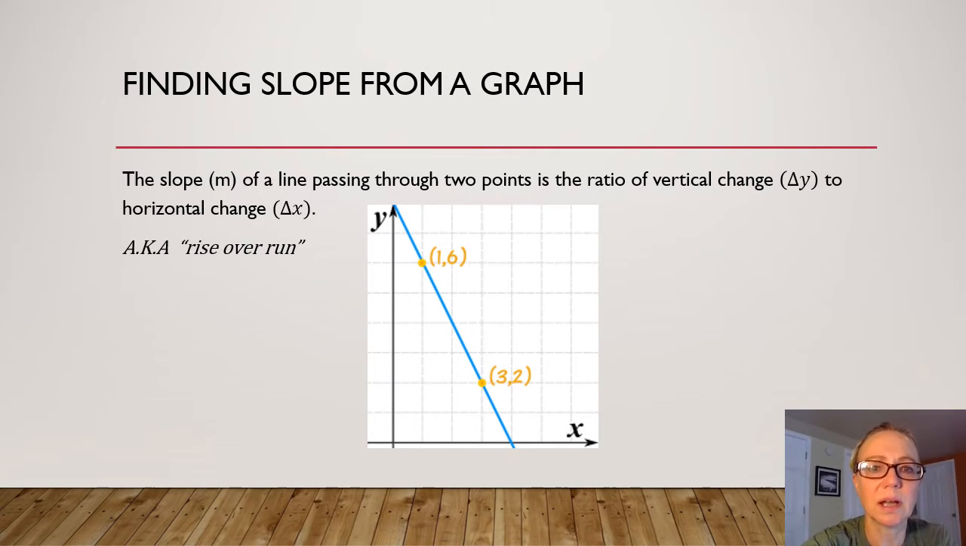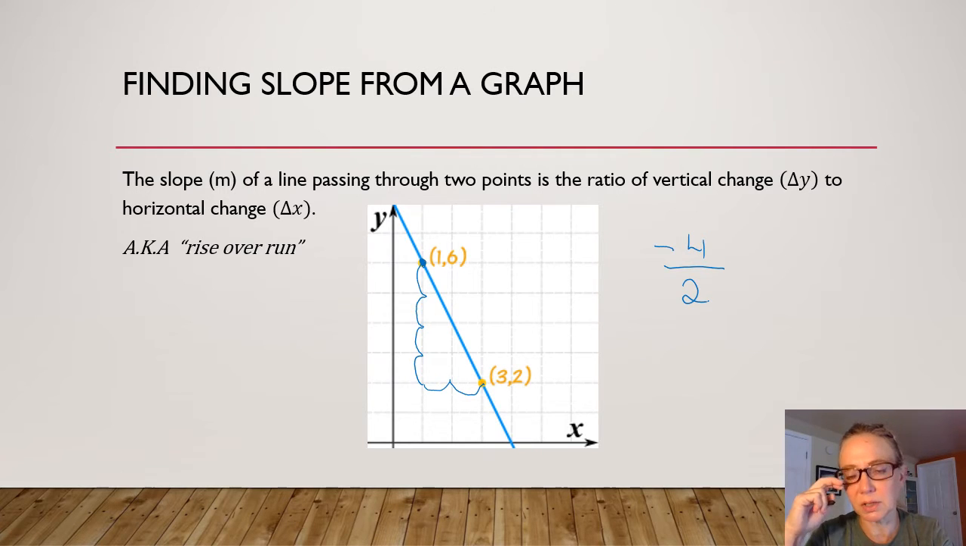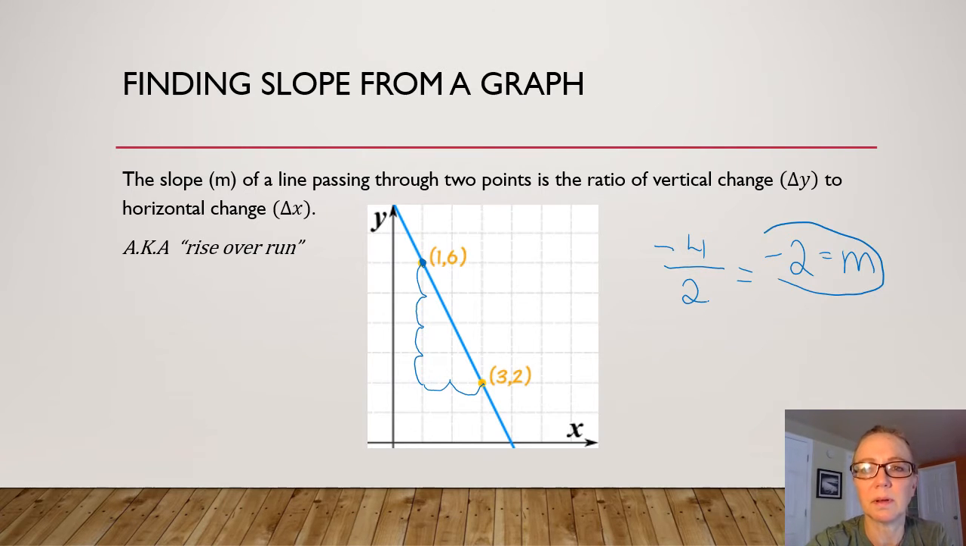So, starting at the point on the left, which is (1, 6), I look at my vertical change. I'm dropping vertically until I get to the level with the other point. I went down 1, 2, 3, 4. That's a vertical change of -4. And then I go over 1, 2 in the positive direction. So that's a horizontal change of +2. -4 divided by 2 is -2, and this is the slope of this particular line.